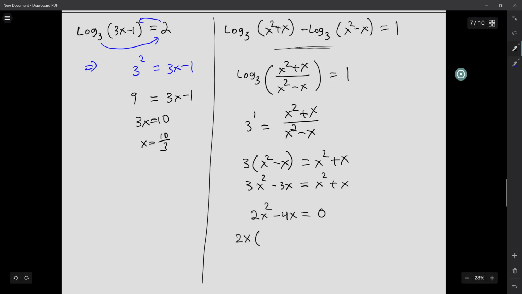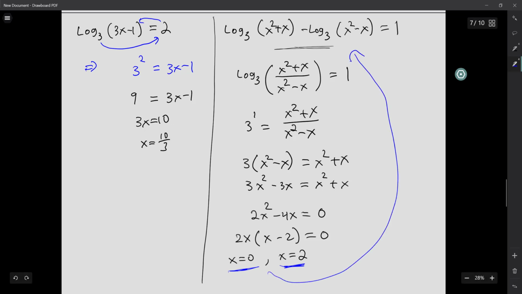And I get the two solutions from factoring. 2x times what's left? x minus 2. So I have two solutions: x equals 0 and x equal to 2. But I don't really have two solutions. What you should always do, when you have your answers for your logarithmic equation, is go up and look at the very beginning part of the problem, and ask, do either of these answers cause a problem in the individual logarithms?